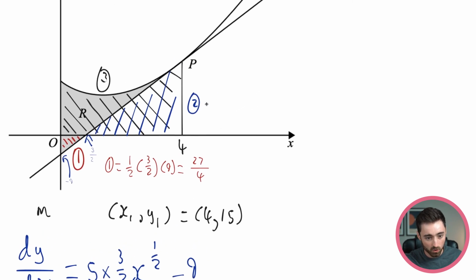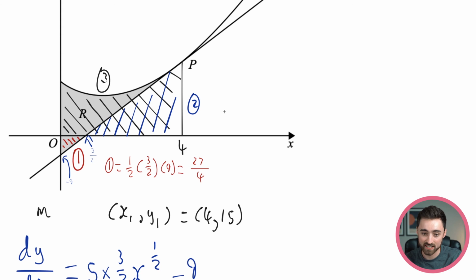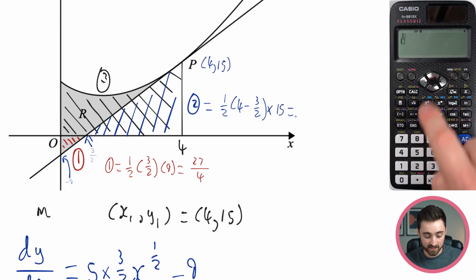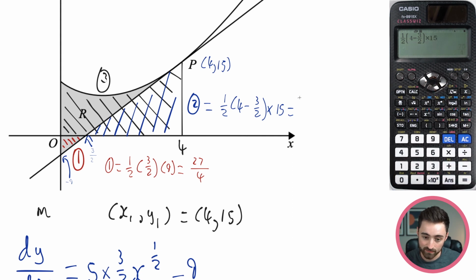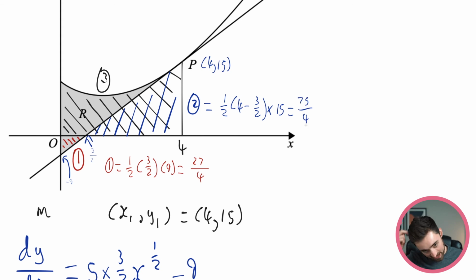How am I going to get that? Well, again, half base times height, right? So 2 is going to equal a half the base. If this is 4 and this is 3 over 2, then the length here is going to be the difference between them, isn't it? So it's going to be 4 minus 3 over 2. Height of this thing is going to be the y-coordinate of P, which is 15. So that is going to get me the area of 2. So stick it in your calculator. I'm going to get a half multiplied by 4 minus 3 over 2 multiplied by 15, which gets me 75 over 4. Okay, we're getting there now.